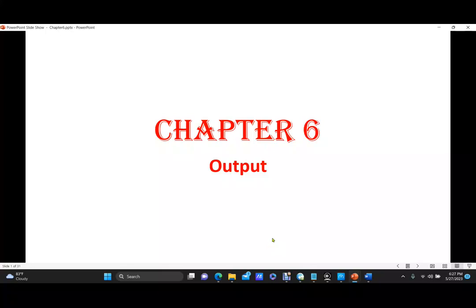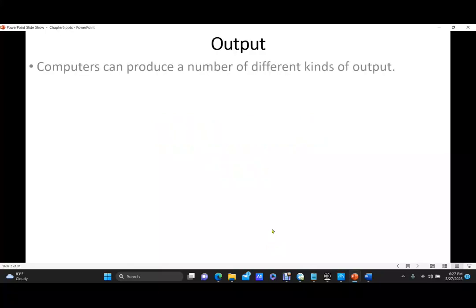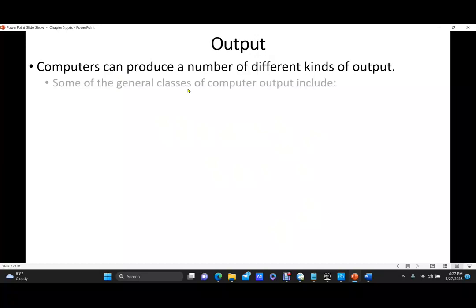Chapter 6, Output. Computers can produce several different kinds of output.